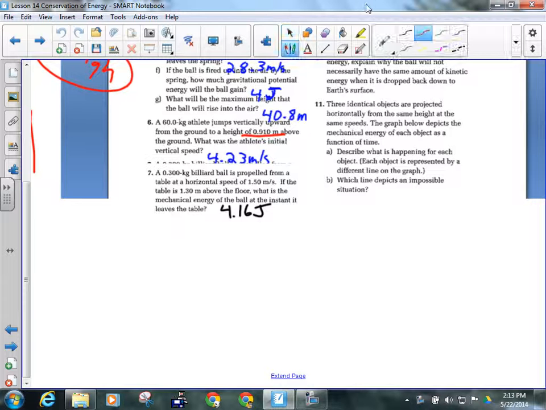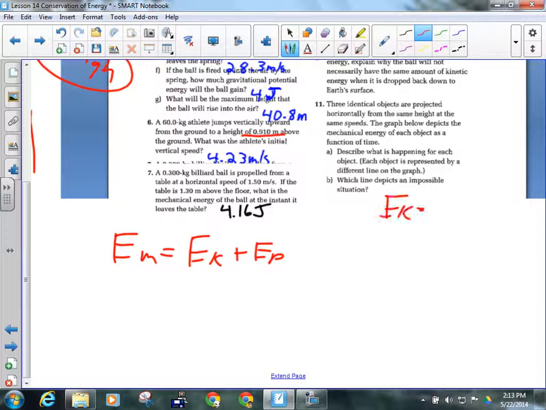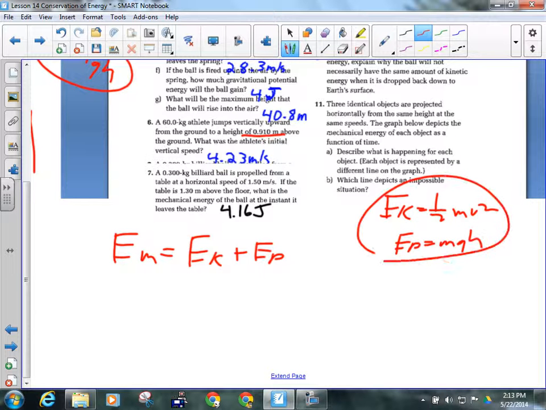All right, so remember, to do this one, you need to remember the mechanical energy formula. EM equals EK plus EP, and remembering those formulas, EK is 1/2 mv squared, and EP is m times g times h. I want you to start out with that one. I'll give you a few minutes on that, and then we'll go over it together.